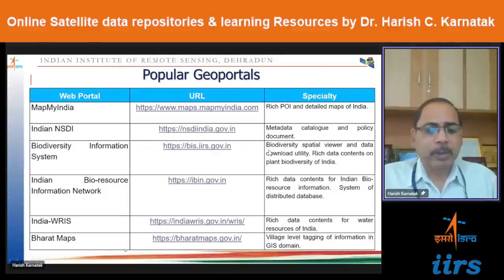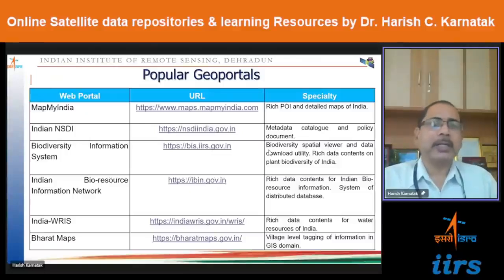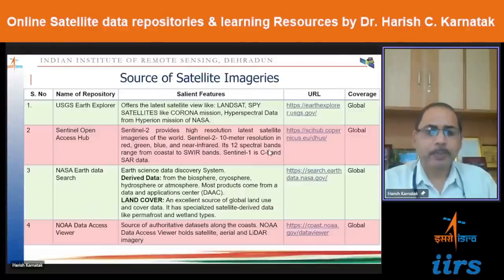The National Informatics Centre has also made available a lot of data on village-level tagging of information in the GIS domain under their Bharat Map initiative. This is a very interesting website where you can get the census data linked with your village boundaries. Very interesting things. You can get this data from here.